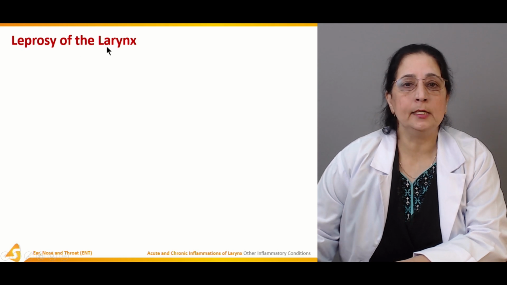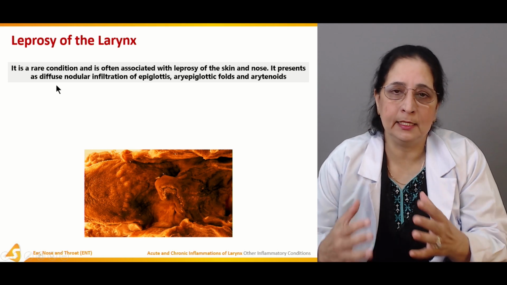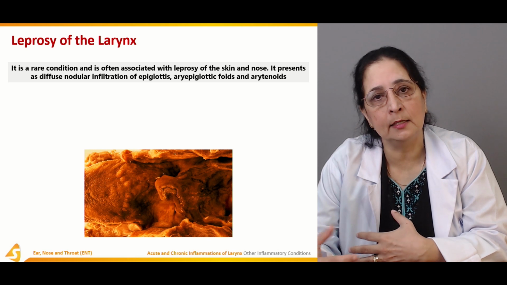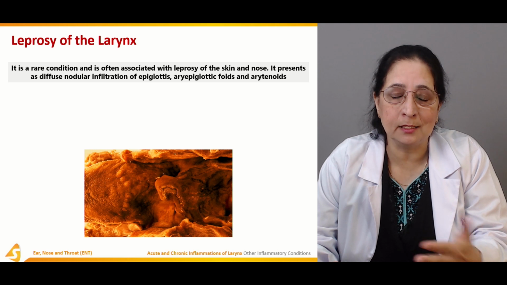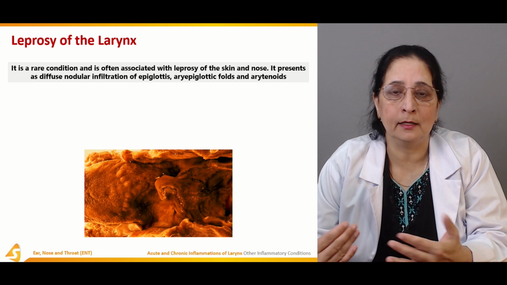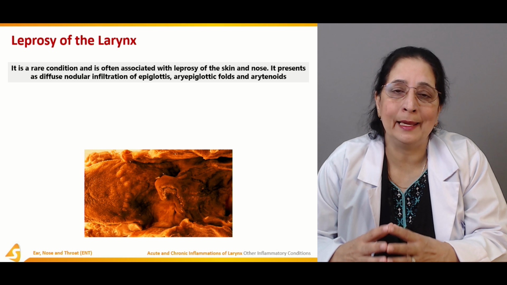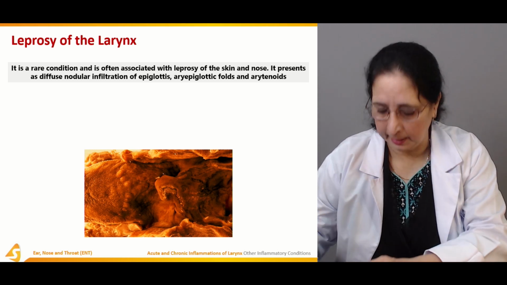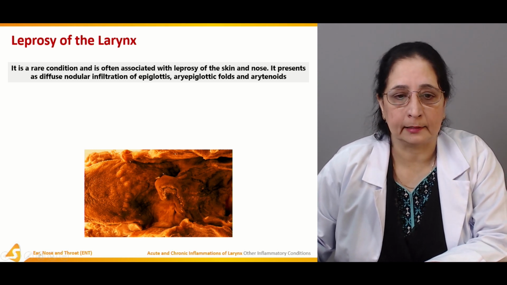Then leprosy of the larynx, another rare condition again. These are not very common conditions. The most common, we can say, is tuberculosis. Tuberculosis is again on the rise now because of increased patients with AIDS. So tuberculosis of the larynx can be one of the most common types of infection that can occur.